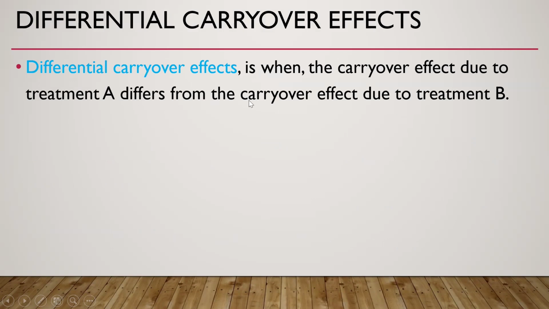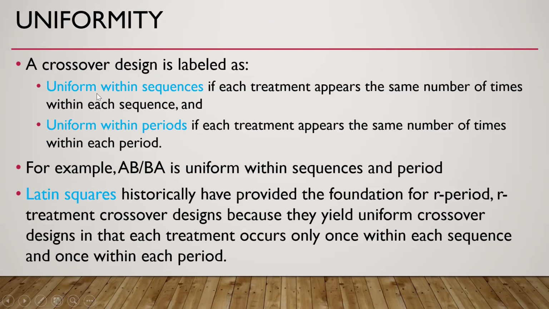Then differential carryover effect is when the carryover effect due to treatment A differs from the carryover effect due to treatment B. A crossover design is labeled as uniform within sequence if each treatment appears the same number of times within each sequence, and uniform within periods if each treatment appears the same number of times within each period. For example, AB and BA is uniform within sequence because in sequence AB, treatment A appears once, in sequence BA, treatment A appears once, and similarly treatment B.